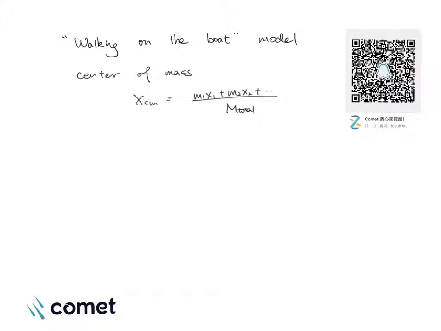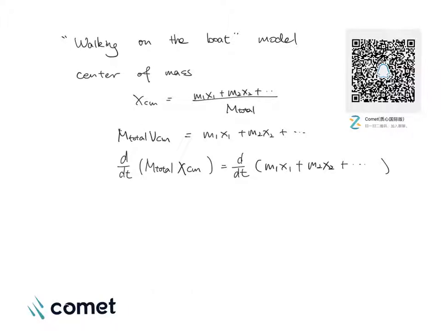Now, we will write the equation by multiplying the m total to the other end of the equation. It gives an interesting view because I can take the derivative of both sides. Assuming m total is constant and the masses of each piece is also constant, then I can have an interesting relationship. Remember that the derivative of xcm is vcm.